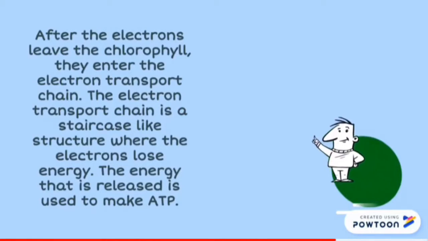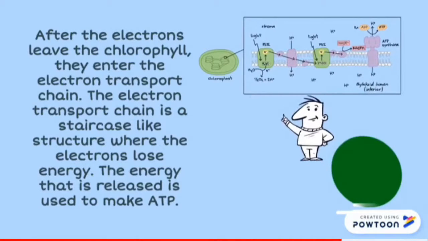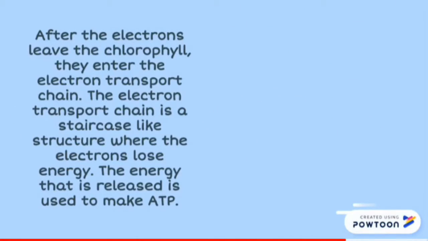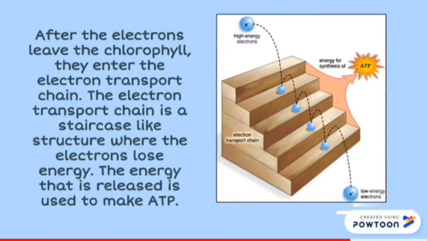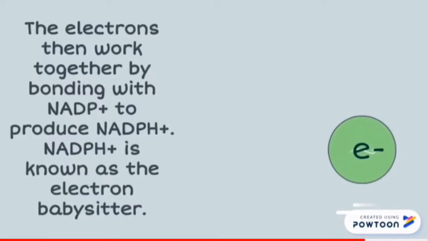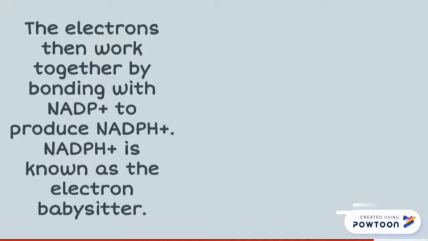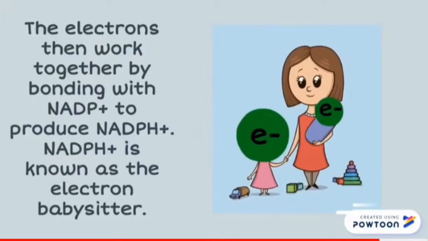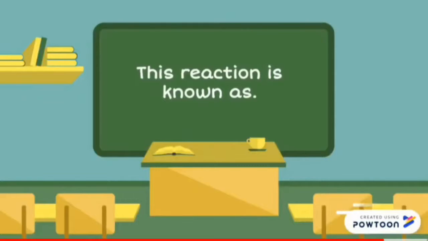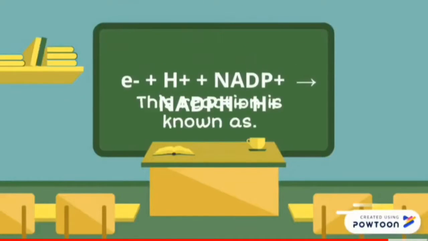After the electrons leave the chlorophyll, they enter the electron transport chain. The electron transport chain is a staircase-like structure where the electrons lose energy. The energy that is released is used to make ATP. The electrons then work together by bonding with NADP+ to produce NADPH+. NADPH+ is known as the electron babysitter. This reaction is known as e- plus H+ plus NADP+ yields NADPH plus H+.